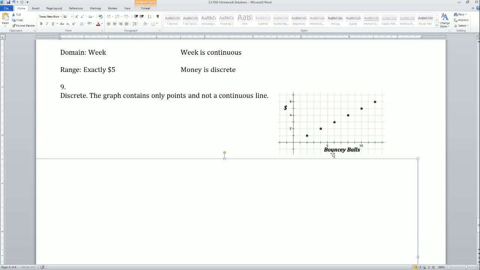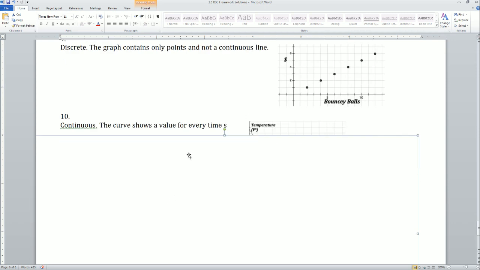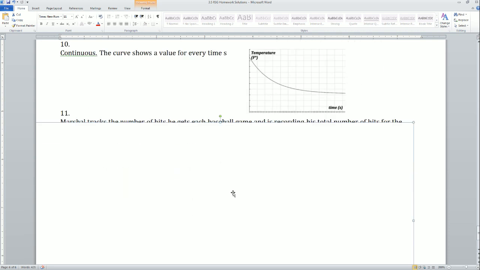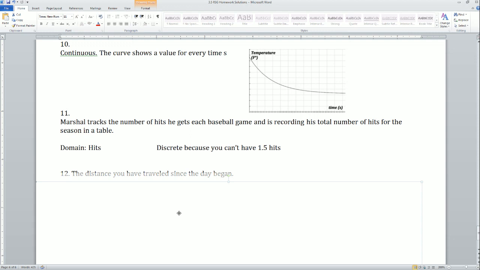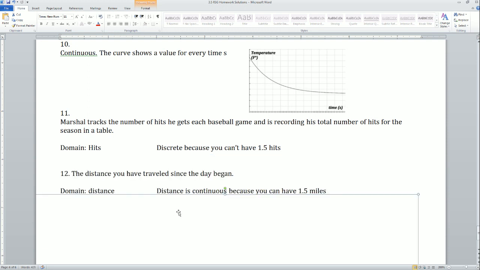9. This is just a discrete graph because of the dots, so I would say it's discrete. The graph contains only points, and it's not a continuous line. 10. It's a continuous line, so I would say it's continuous. 11. Marshall tracks the number of hits he gets each baseball game. Hits are a finite thing. You cannot get 1.5 hits, so it would be discrete.